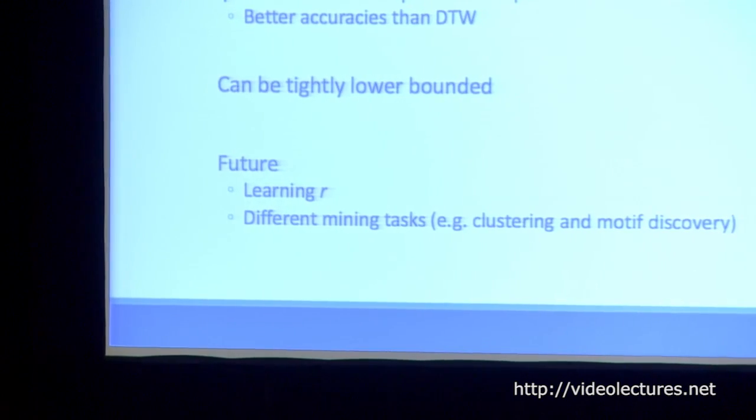So the suffix and prefix are present mainly in data streams, because segmentation is a really hard task. Dynamic time warping can deal with this, and I showed that I can obtain better accuracies than the regular dynamic time warping. I can tightly lower bound it, so it can be fast. But I still need to improve how to learn the parameter R.